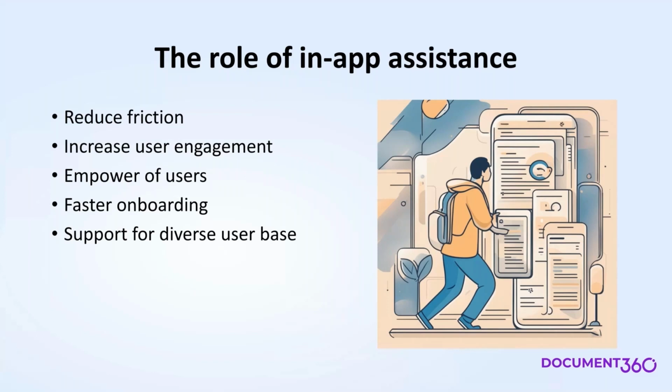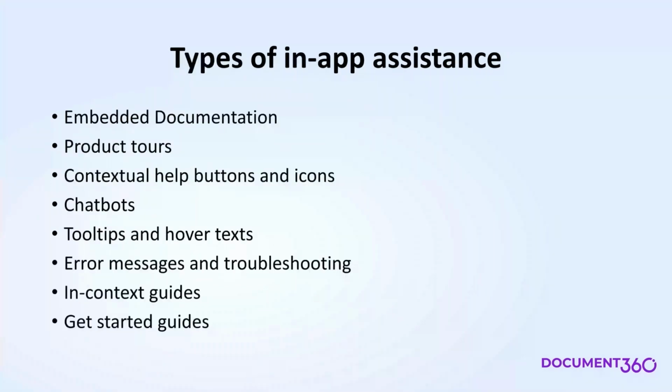And then moving on to the next slide, some of the types of in-app assistance. Now, these might be just a couple of them. Embedded documentation. Most of us may have a dedicated help center that hosts all our help content. Embedded documentation is nothing but your documentation or help center, which is within your application itself.